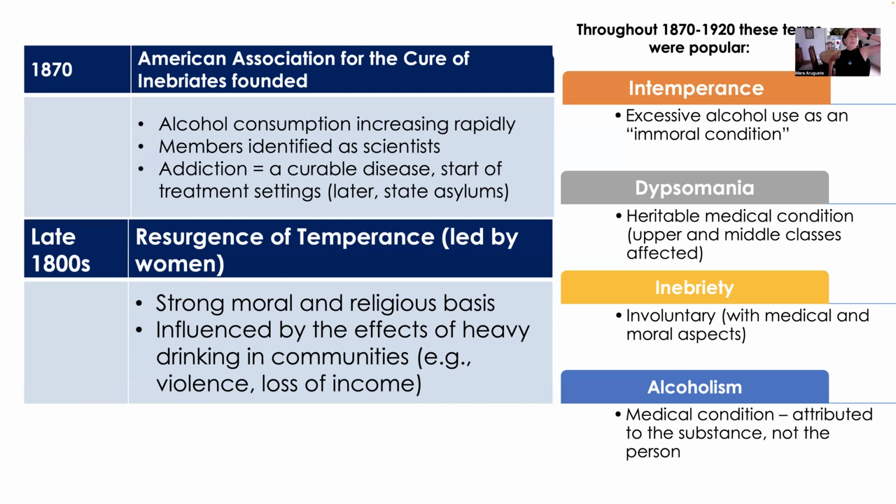So that's interesting. Anyway, alcohol consumption in 1870 is increasing quite rapidly. That had to do a lot with availability and cost. It was just being produced and widely available, and it was low cost. And anyway, this group forms, and their members identify as scientists, and they think of addiction as a curable disease. And they were very, very important in terms of starting treatment centers. And you'll learn more about those as the class goes on.